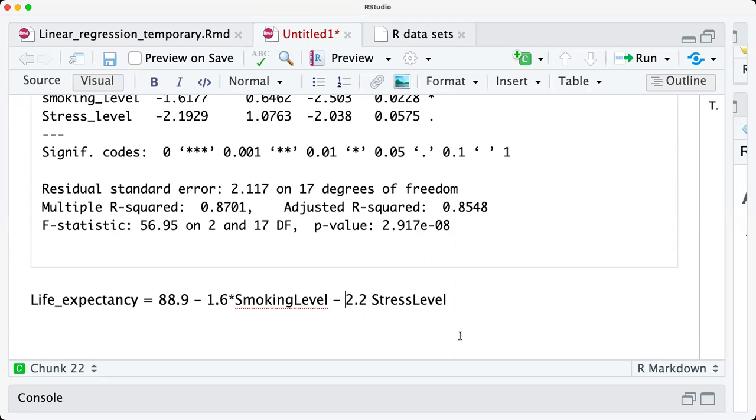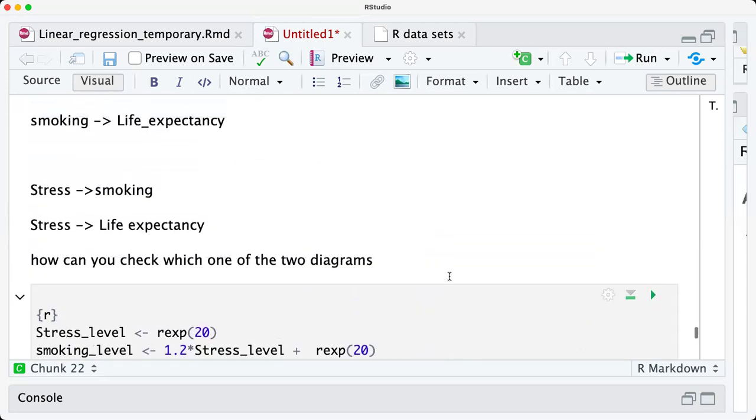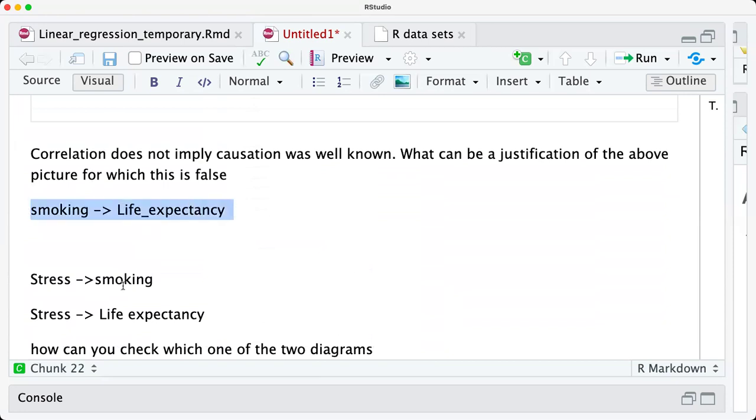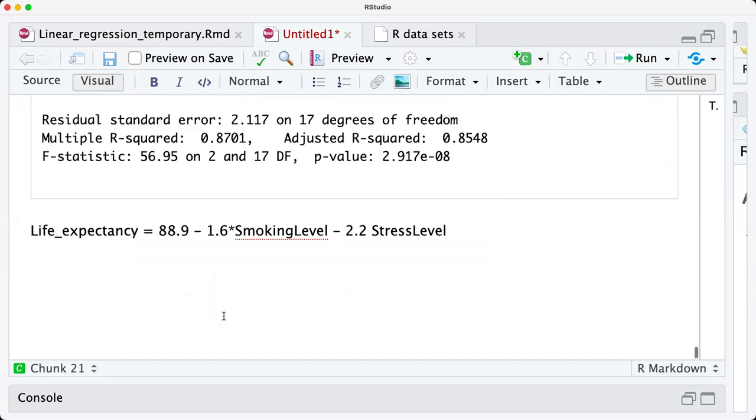This linear regression, what does it really give as a hint in favor of which diagram, this one or the second one? So look at this coefficient. So we are not trying to find a causal relationship from the data. I give you two different explanations, and you have to accept one of them to say which one is more likely.